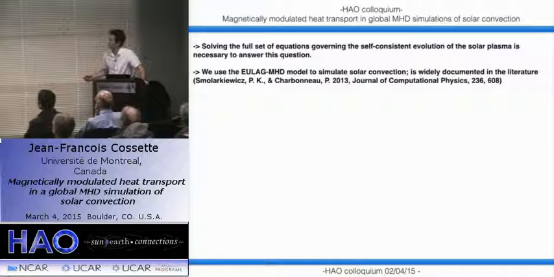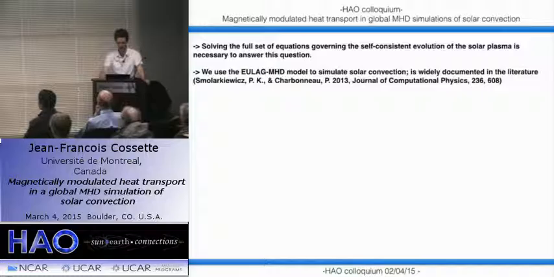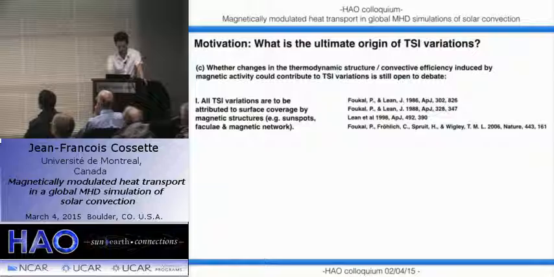And to do that, we need to solve the full set of self-consistent MHD equations. Doing that with the EULAG-MHD model is well documented in the literature. It started as a purely hydro model for atmospheric circulation, but eventually an MHD clone, if you wish, was developed to study solar convection. EULAG-MHD is based on finite volume integration of the anelastic MHD equations.